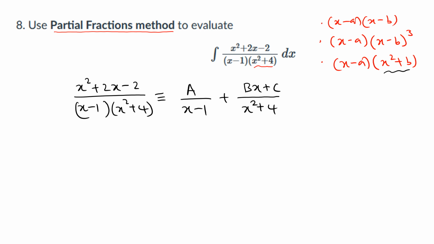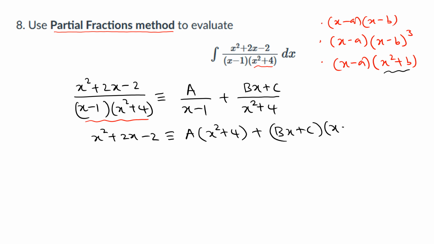Now the goal is to find the three unknowns. We multiply both sides by the common denominator. Then we get x squared plus 2x minus 2 identical to a times x squared plus 4, plus bx plus c times x minus 1. So always the other factor goes to the side. We're going to use the hybrid method for these kinds of problems because it's much quicker. When you use the hybrid technique, we always start with substitution first. We do substitution as much as we can, and then we go for the equating coefficients technique. So let's go for the substitution.